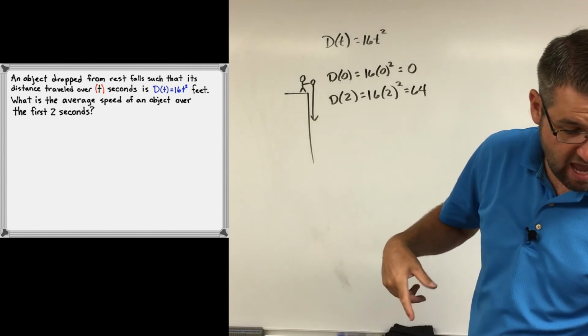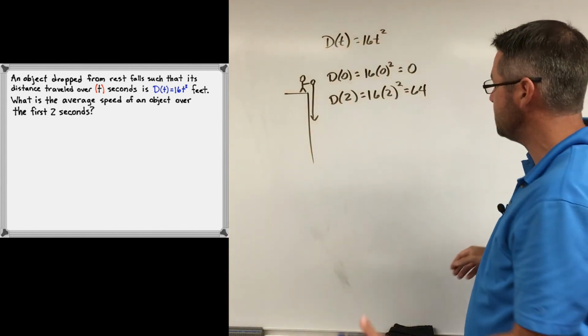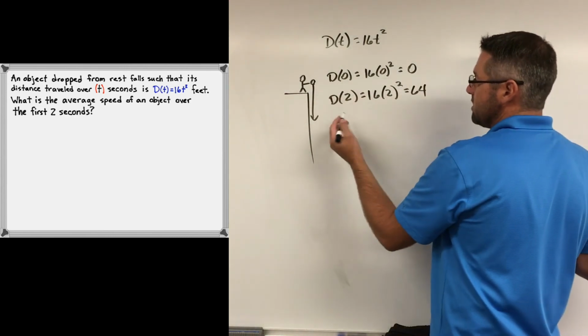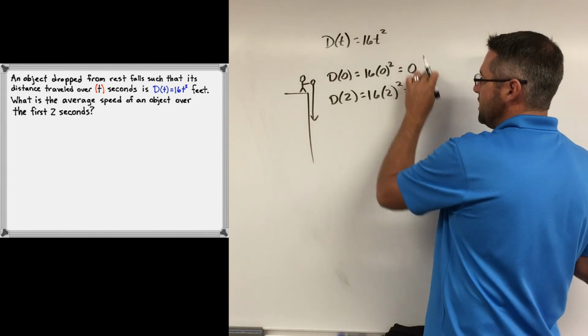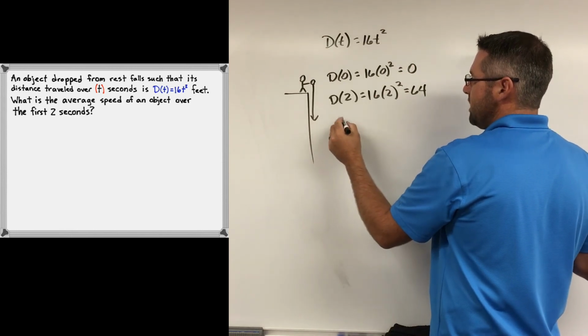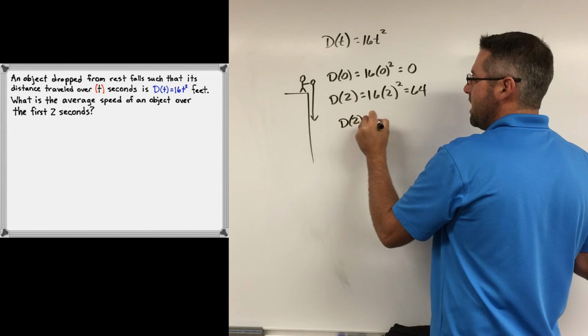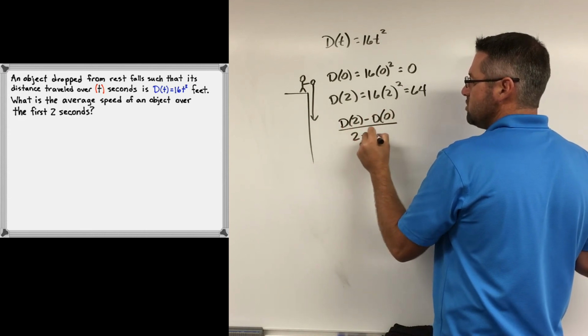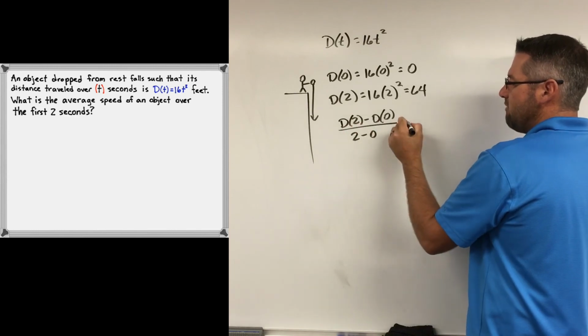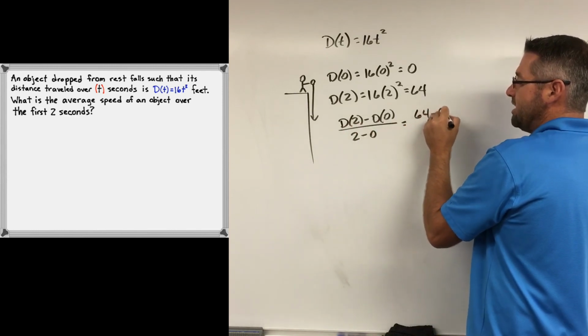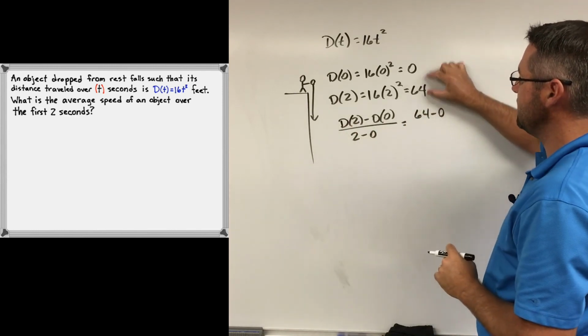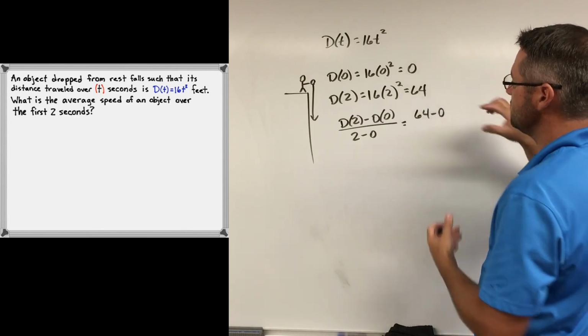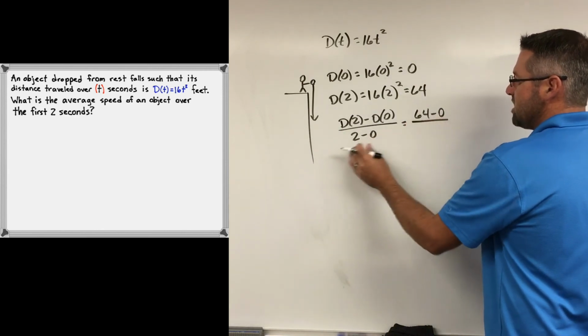Now we're looking for the average speed or the average rate over those 2 seconds. And so we would figure out the change in distance, which would be d of 2 minus d of 0 over the change in time, which is 2 minus 0. Well, how far did it travel? It traveled 64 minus 0. So this is where we ended and this is where we started. So how far apart are those? 64 feet.